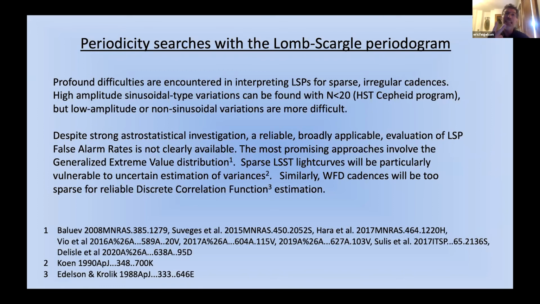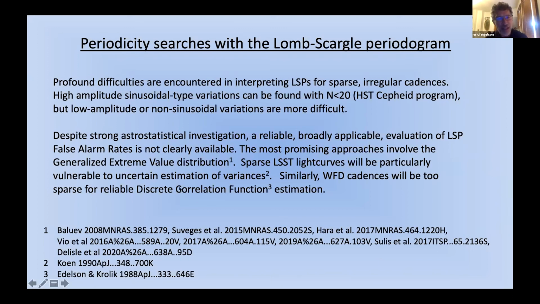And B, if you want to choose one of the more advanced methods, let's say Suveges or something, or Delisle, it's very complicated. It's not simple at all. And there's no reason to believe that these calculations are going to work when the original sample has 20 objects, 20 measurements.